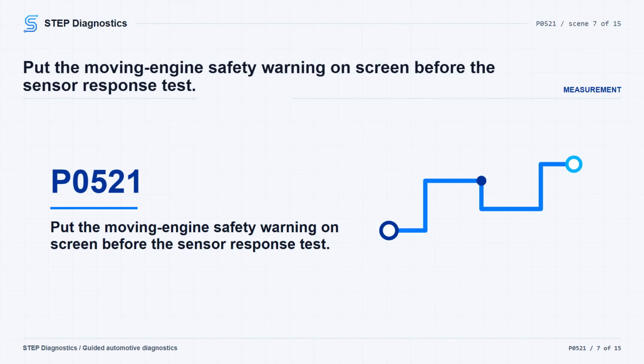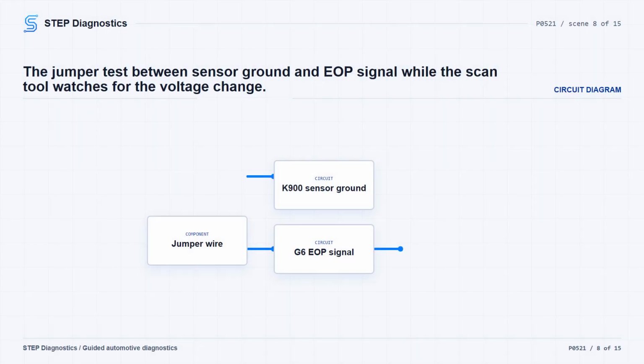Now check the engine oil pressure sensor circuit response. Keep the fan, belts, and pulleys in mind anytime the engine is operating. Do not stand in line with the fan, keep hands away from moving parts, and avoid loose clothing. Turn the ignition off and disconnect the EOP sensor harness connector. Turn the ignition on, monitor EOP sensor voltage with the scan tool, and connect a jumper between the K900 sensor ground circuit and the G6 EOP signal circuit.